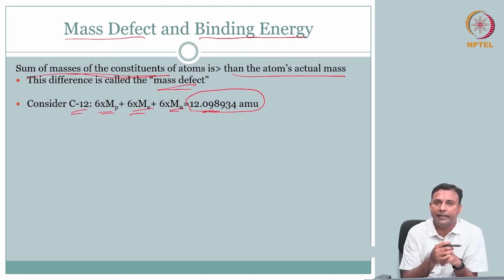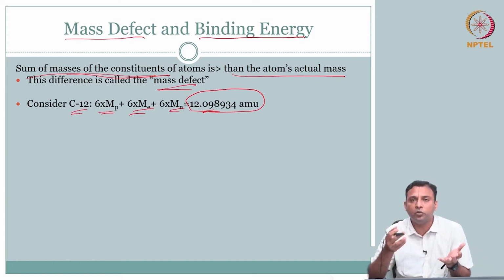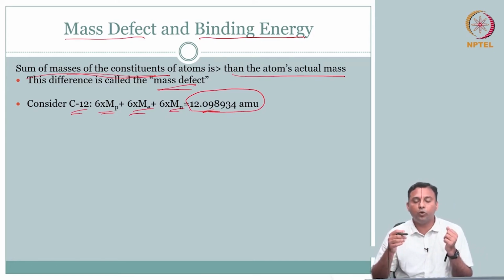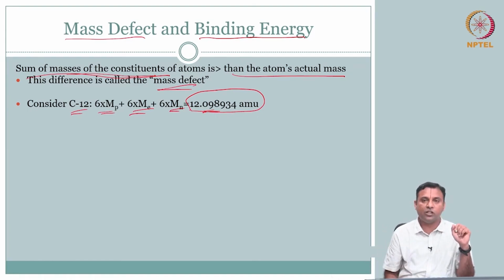So what does this indicate? Where does this extra mass come from? The actual mass is only 12, but when you add all this, it comes to this much. We are talking about this excess mass, and we loosely said it has something to do with the energy states. So how do we connect mass and energy? We know that E is equal to mc squared. We can connect mass and energy using the famous equation E equals mc squared.